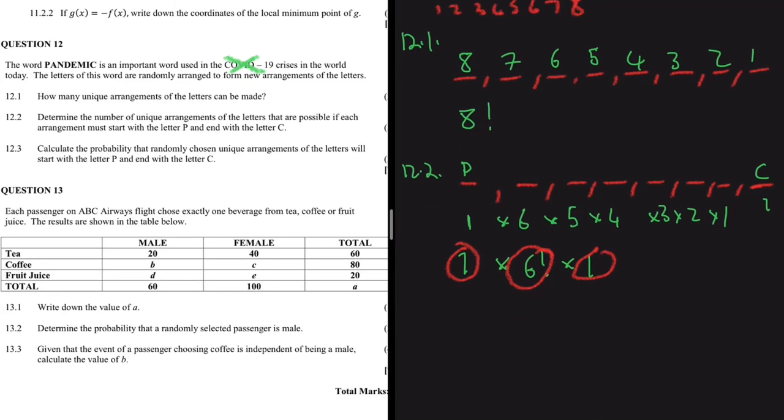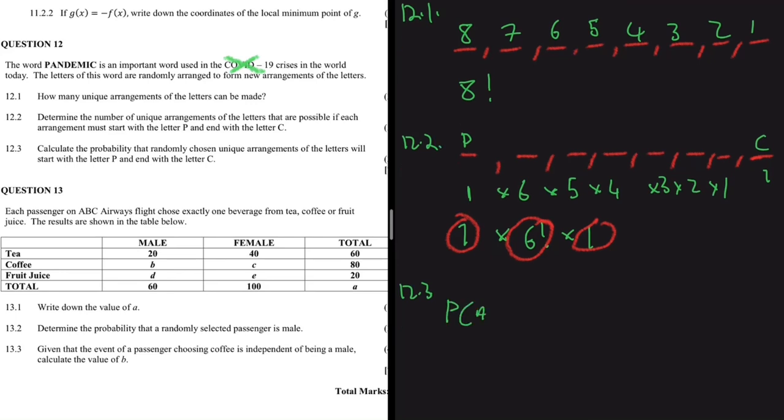And then 12.3: calculate the probability that a randomly chosen unique arrangement of the letters will start with the letter P and end with the letter C. The probability of an event A is equal to the number of possible ways event A can occur divided by the sample space. The number of ways the arrangement of letters can start with P and end with C is the answer to 12.2: 1 multiplied by 6 factorial multiplied by 1.